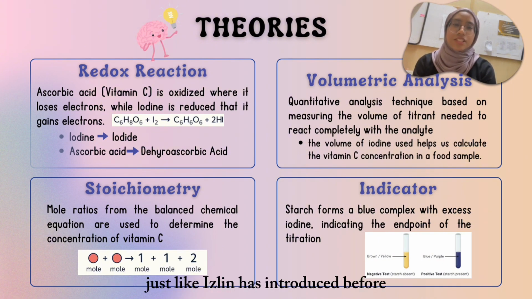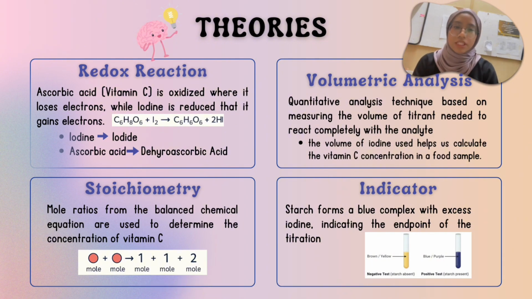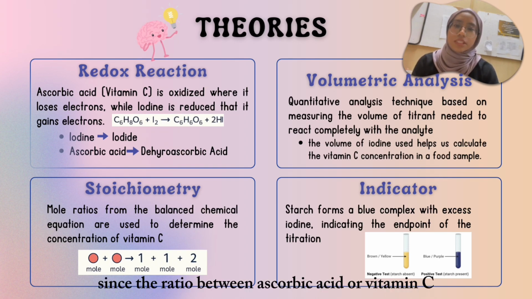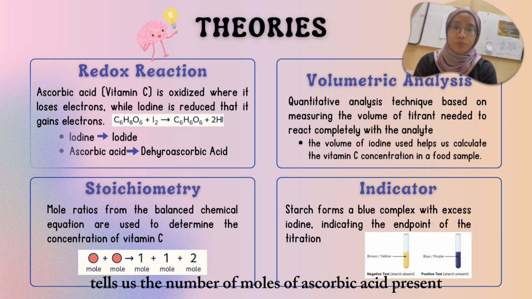Next, we apply the concept of volumetric analysis. Just like Izlin has introduced before in the introduction part, in this case, the volume of iodine used can help us to calculate the vitamin C concentration in a food sample. Then comes the rule of stoichiometry. This involves using mole ratios from a balanced chemical equation to relate the amount of titrant used to the amount of vitamin C in the sample. Since the ratio between ascorbic acid or vitamin C and iodine is 1:1, the number of moles of iodine used directly tells us the number of moles of ascorbic acid present.